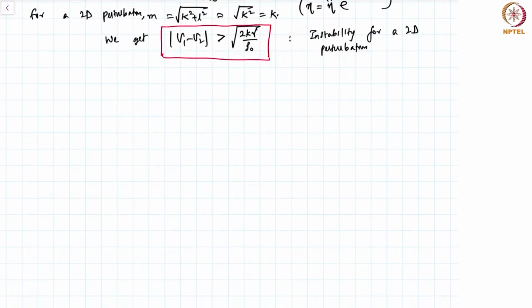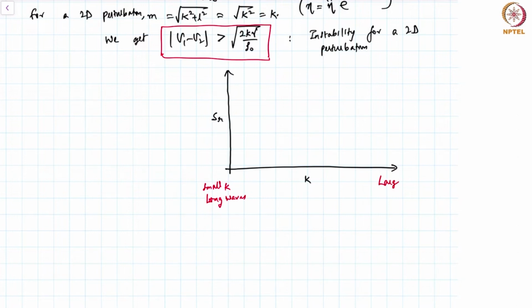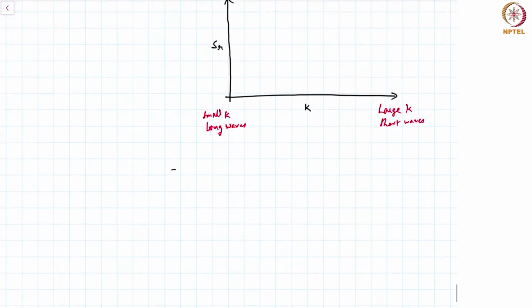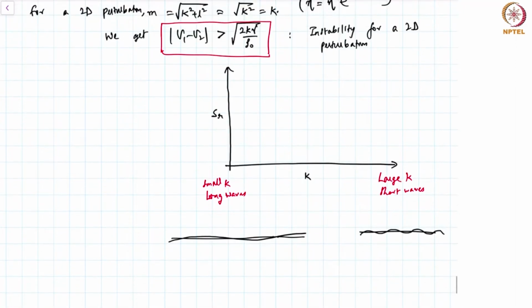But essentially, if we make a plot of the real part of s versus k, what we now have is, if k is small, small k would mean long waves, and large k would mean short waves. Let me just illustrate that to you. Long waves are long like this, whereas short waves have a much smaller wavelength. That's what we mean by short and long. Note that there is no length scale present in the problem.